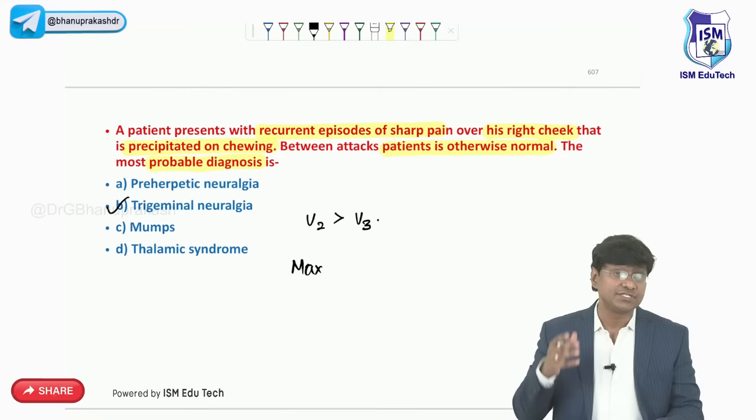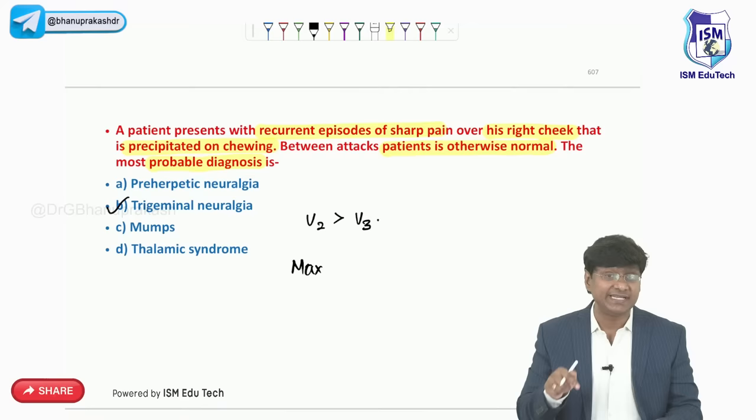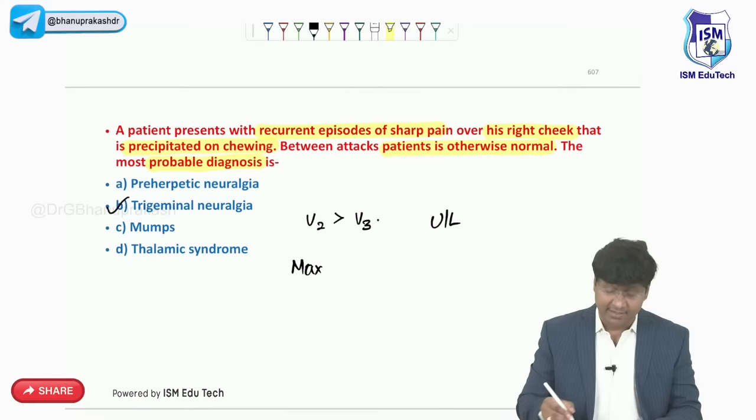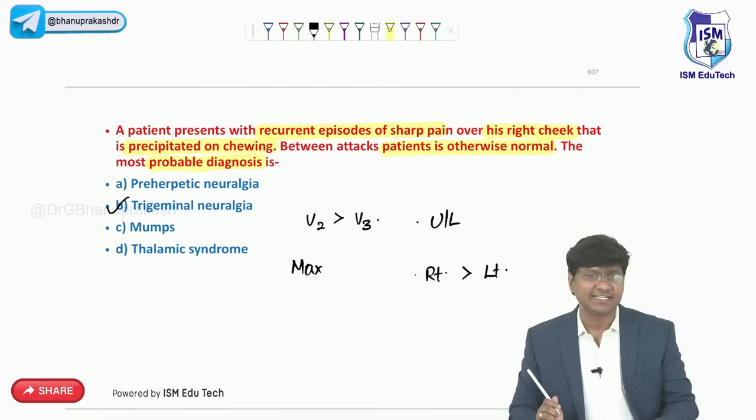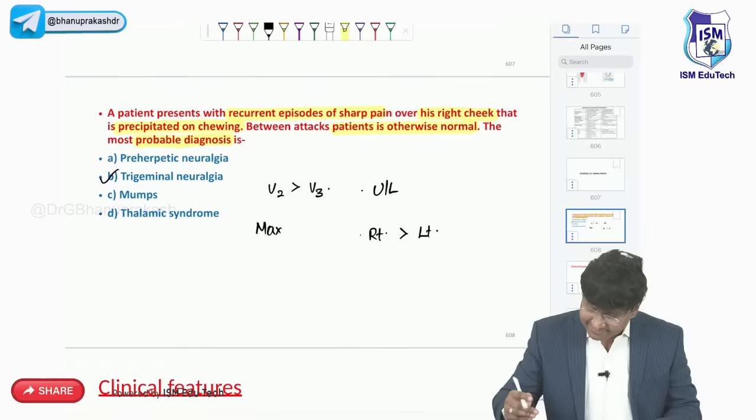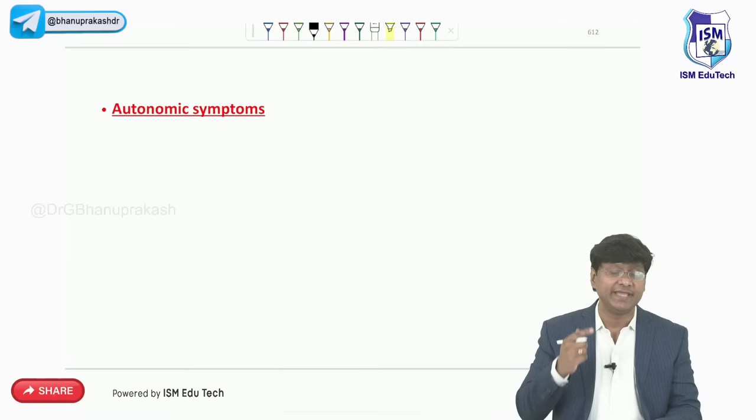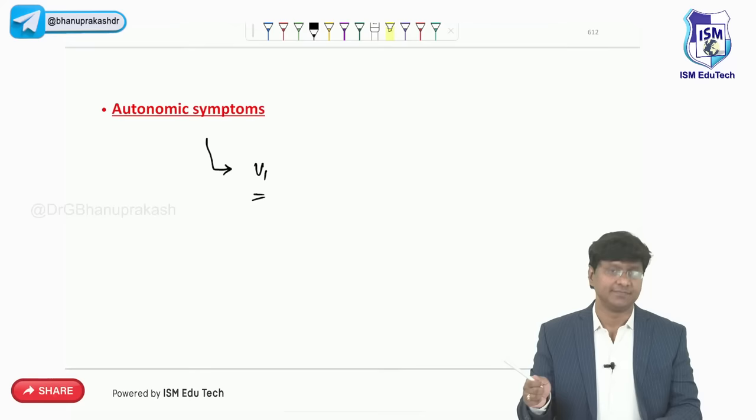And these individuals also have facial muscle spasms. And that is the reason why it is called tic douloureux. And most of the time, the pain will be unilateral. Which side is it more common on? It is more common on the right side rather than the left side. At the same time, you should know that these individuals will also have autonomic symptoms. And what will those autonomic symptoms be? These will be lacrimation, and you will have a red eye. And these autonomic symptoms are present in the distribution of V1.